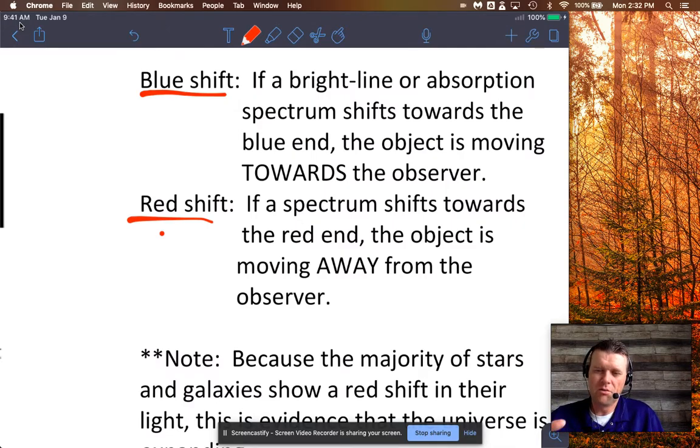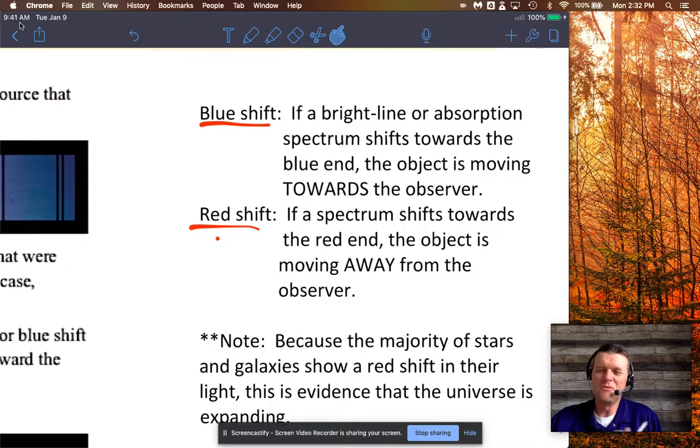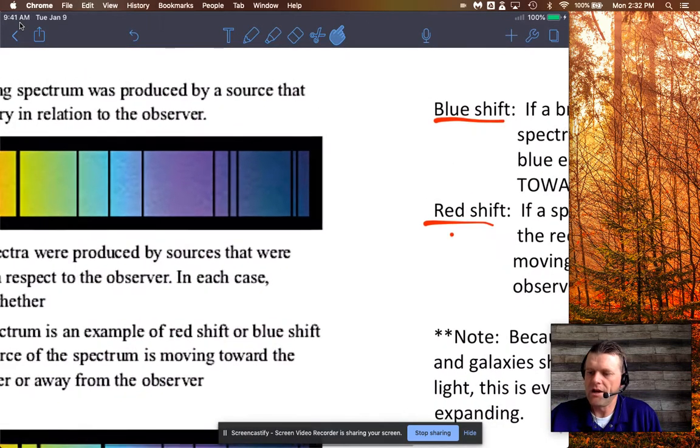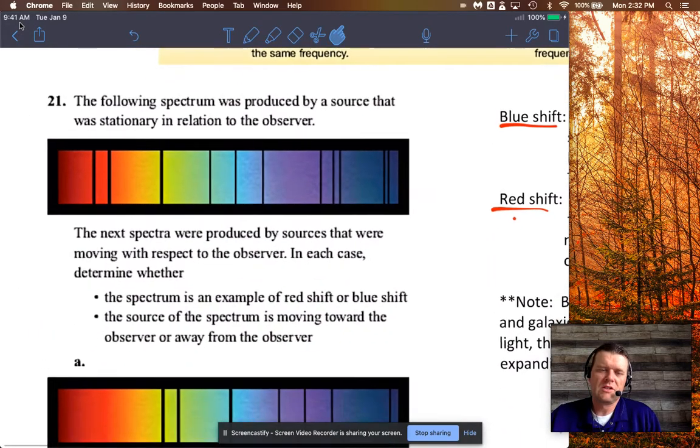As noted in the video, essentially all stars and galaxies that we look at around us, all their light is red shifted, so it's shifted towards red. That means everything's expanding. That means that things are moving away from each other, and they're moving away from us, the observers, right? We're here on Earth trying to figure that out. So I want to just walk through this example for you.